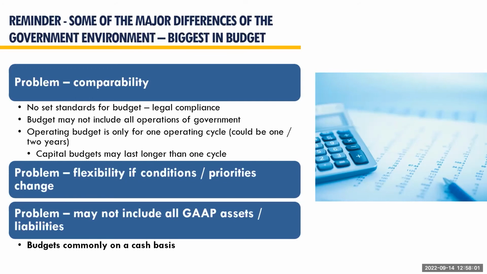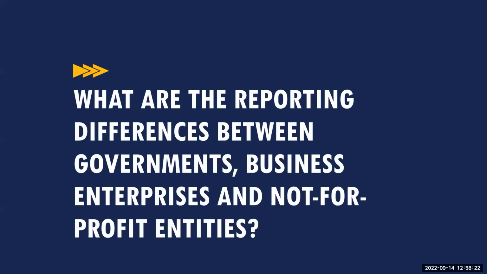Now, finally, I mentioned the definitions of a balanced budget. Budgets may not include all programs, services, assets, or liabilities. And the most common budgets are based on cash in, cash out, or some form of modification of cash in, cash out. The bottom line is that budgets only have so much they can do. Now, due to these issues, reporting is different between governments and other organizations.